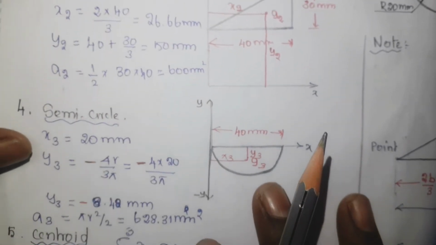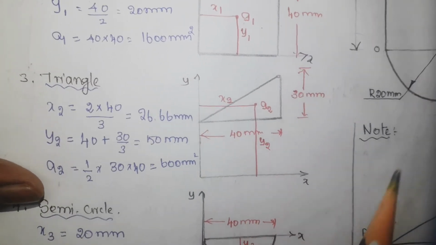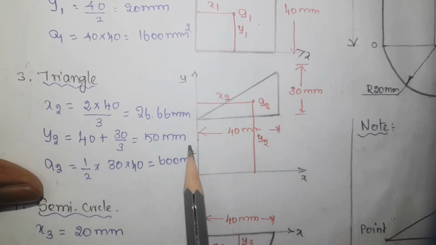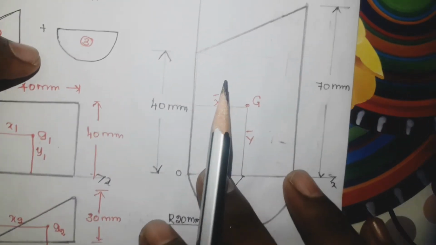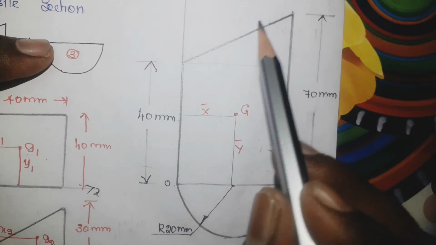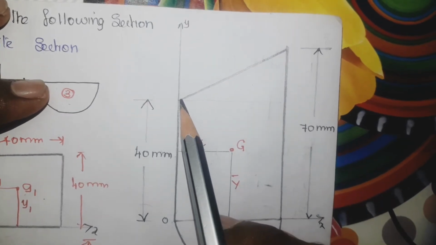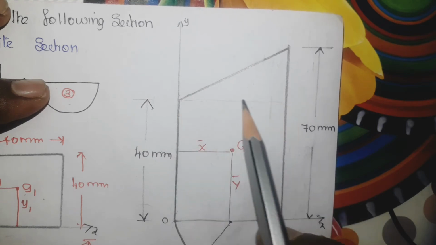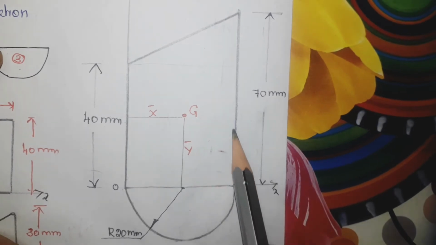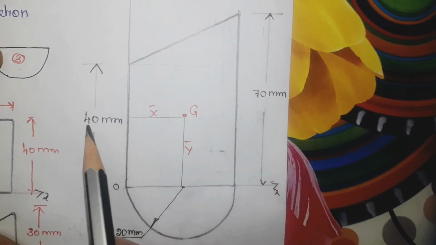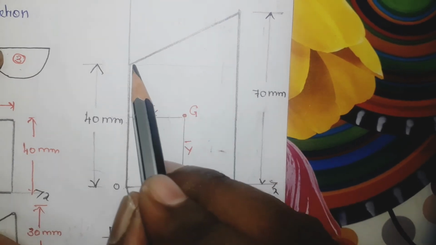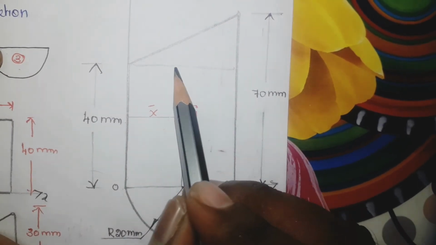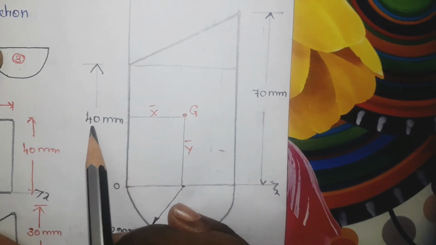Now let us go to the triangle. I'm going to draw a separate diagram for the triangle, and then look at the composite section once again. So this is the triangle, and one end of the triangle is touching the y-axis, but this triangle is not touching the x-axis. It is away from the x-axis by 40 mm. You just see here, this is the triangle. Let me draw it. It is away from the x-axis by 40 mm. You have to note this, a very important thing.